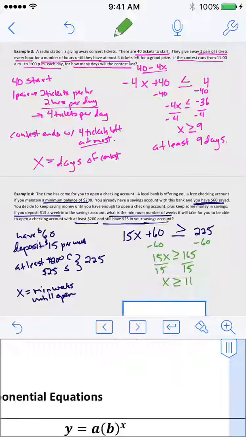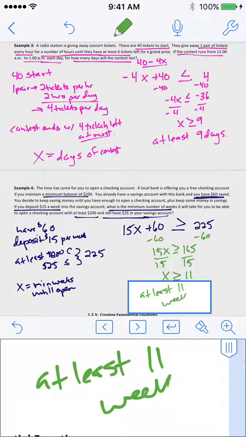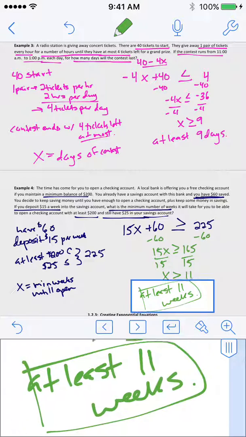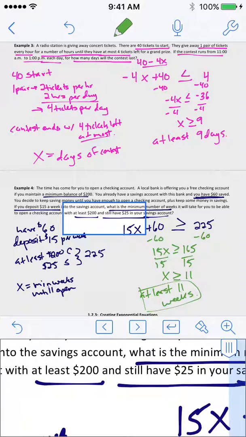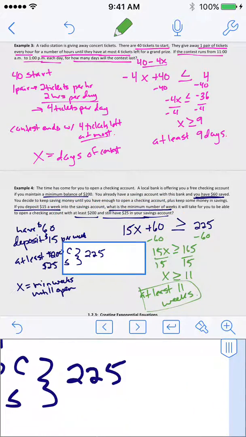In other words, you need to save at least 11 weeks. That's not too shabby. Not too bad to opening a checking account. At least 11 weeks. Alrighty, then we will have enough to open a $200 checking account and still have 25 in our savings account. So that's inequalities.